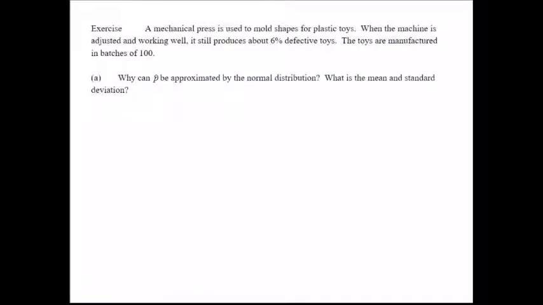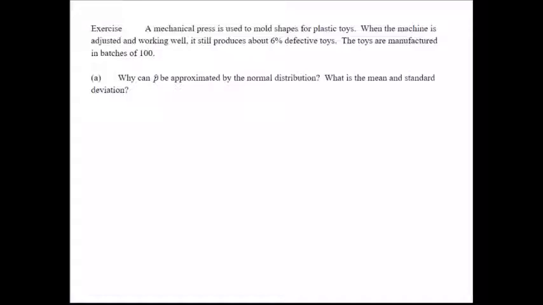A mechanical press is used to mold shapes for plastic toys. When the machine is adjusted and working well, it still produces about 6% defective toys. Toys are manufactured in batches of 100. Why can p hat be approximated by the normal distribution? What is the mean and standard deviation?